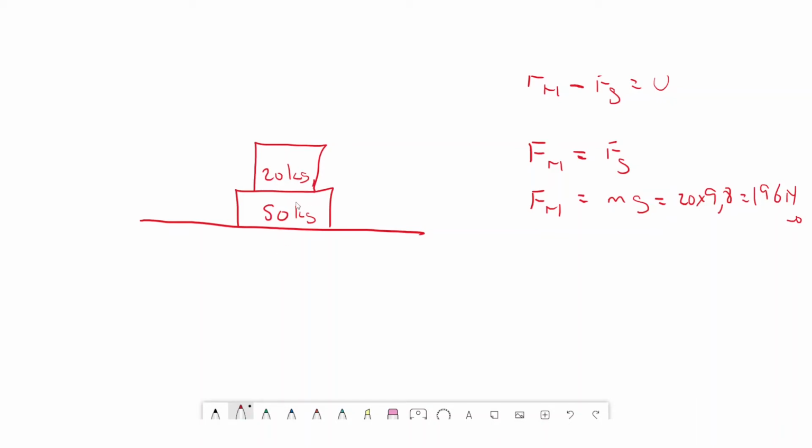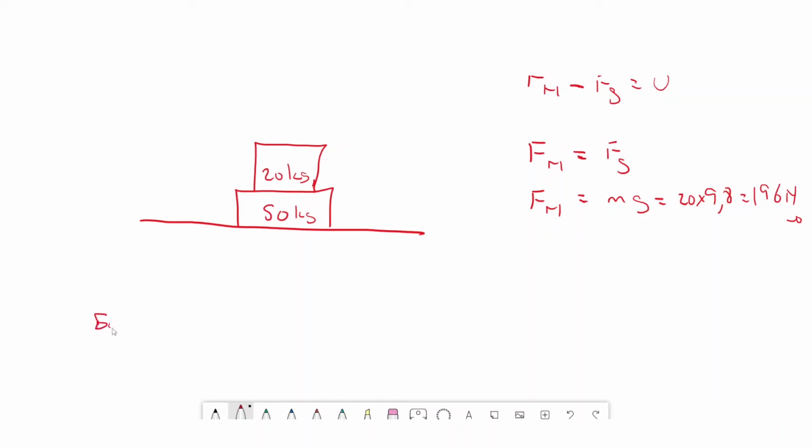Okay, so this is what I want you to do. I want you to find out the upward force. What would be the upward force that would be felt by this box here, 20 kg, and what would be the upward force that would be felt by the 50 kg. So in order to get that, you have to break it down.